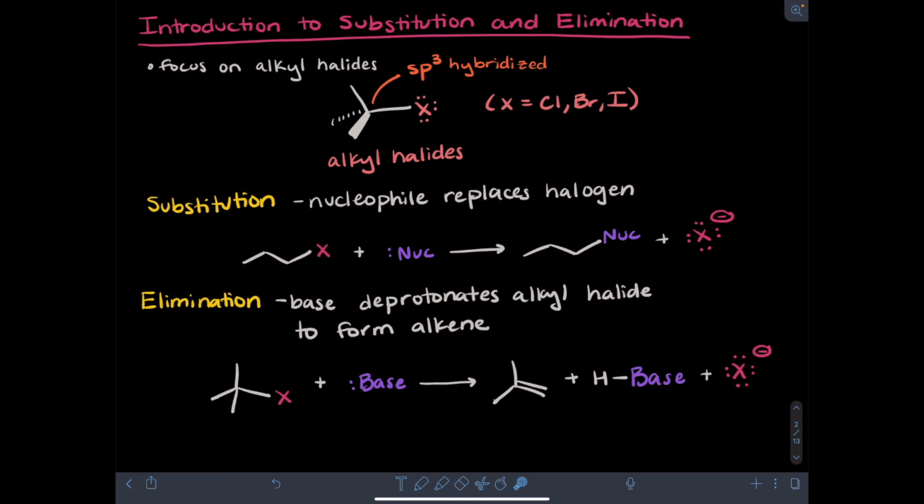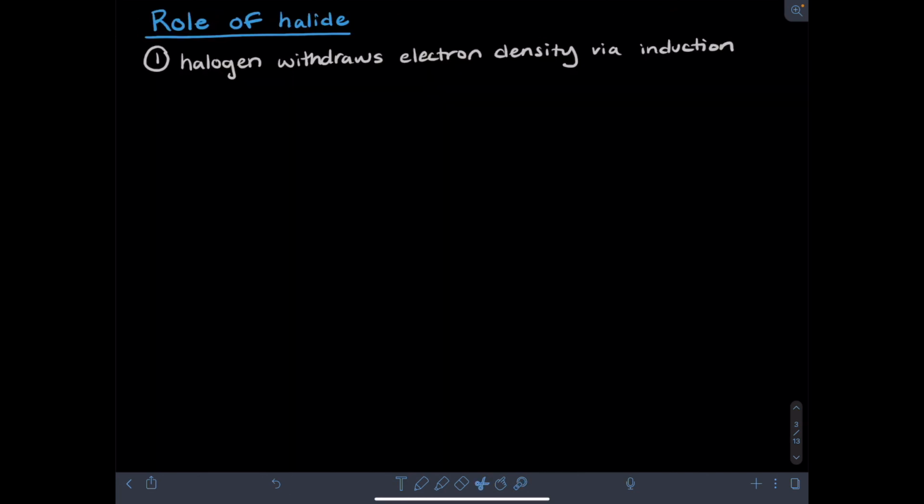Today's video is going to talk about one particular type of substitution reaction mechanism. Within the alkyl halide, the halide plays two key roles. The first of which is that having this halide, which is fairly electronegative, is going to withdraw electron density away from carbon via induction.